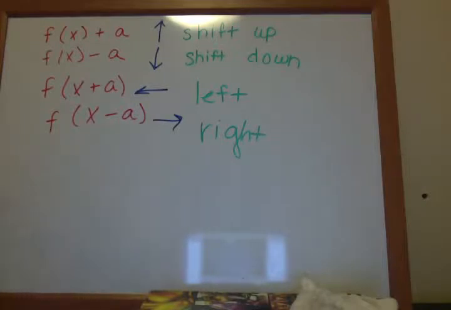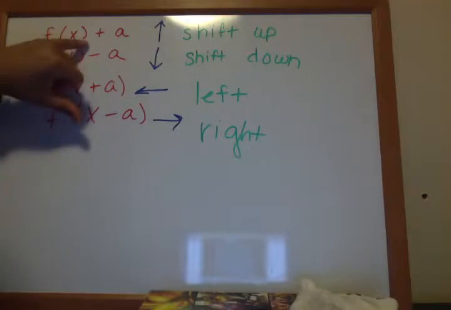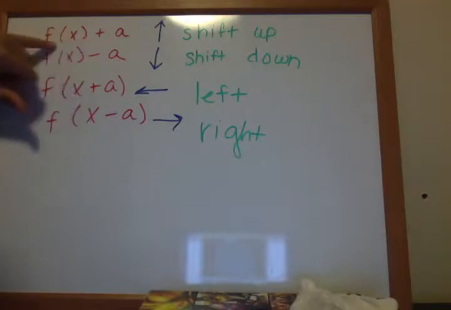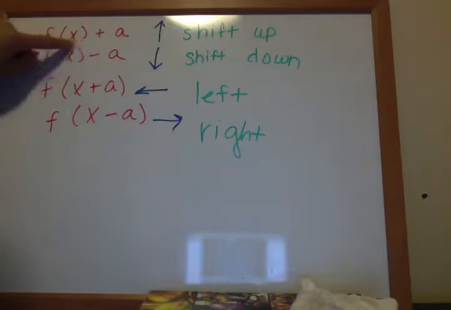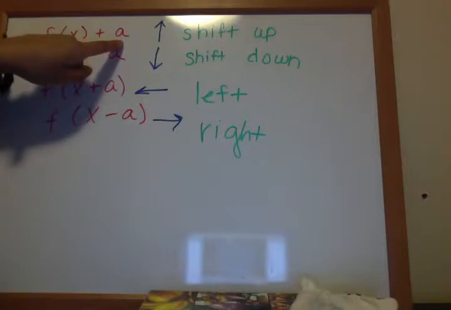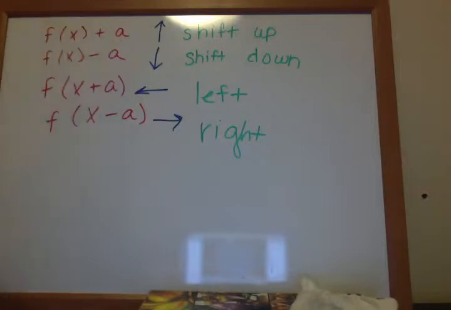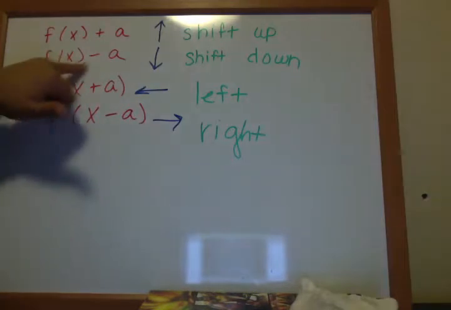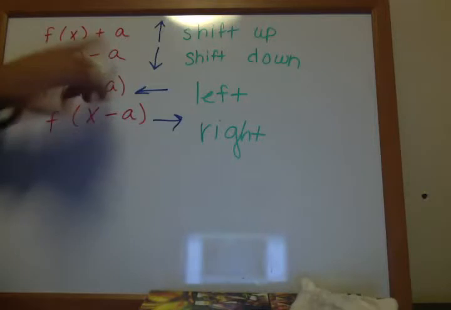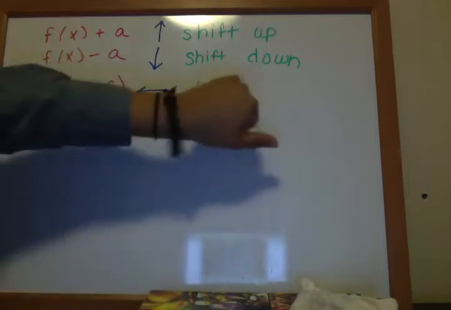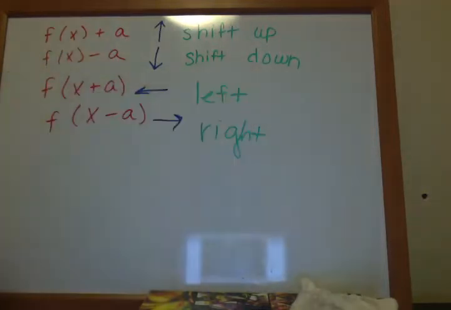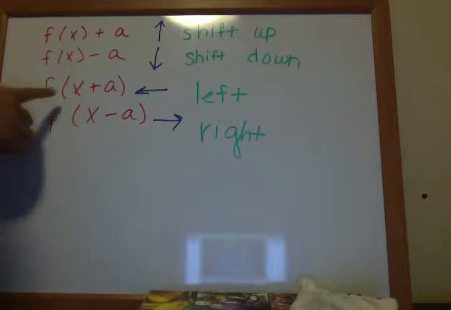So, whenever you have an x, this is just any number or any variable, they're just going to give you a variable here, and you add an a to it, and it's not in parentheses, there's going to be an upward shift of the graph.